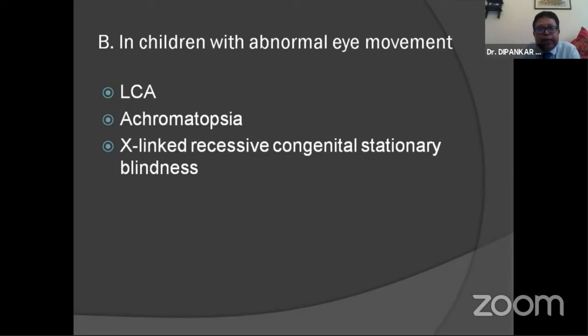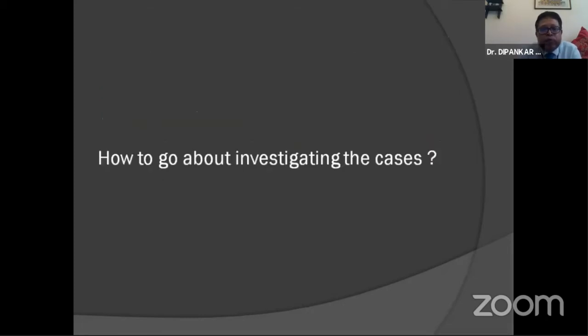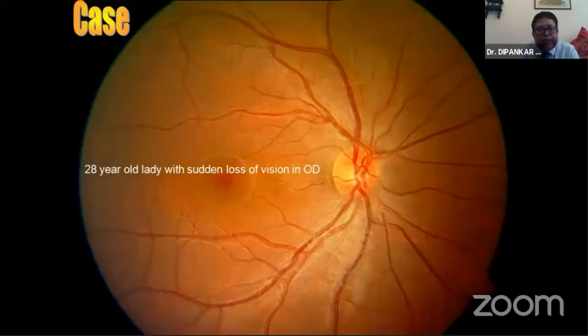You have a clinical sign, for example, eye poking, then rotatory eye movement, nystagmus. Then achromatopsia can pose this problem. Congenital stationary night blindness sometimes can pose this. So to go about investigating these cases, let us take a case scenario.